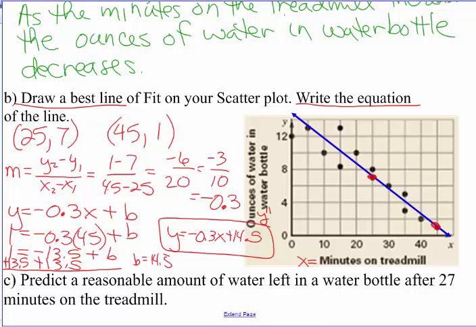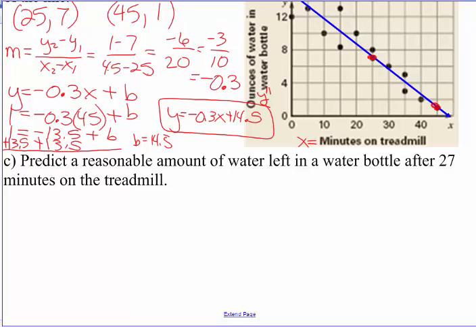I just have one more part, our prediction. Okay. And how we would use our equation. So that would be the last kind of question I ask. Now that you've got an equation, the whole point to doing this is so that we can make predictions. So let's predict a reasonable amount of water left in the water bottle after 27 minutes on the treadmill. So what am I going to do with the 27? Plug it into your equation. That was the whole point, to get the equation so that we can use it. So y equals negative 0.3 times 27 plus 14.5.